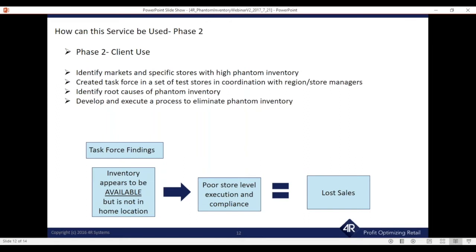What they found when they did this was that the product was in the stores, but not in the home location. They called this poor truck-to-floor compliance. Deliveries were coming in, but not making it out to the sales floor to fill the shelves for replenishment. So what they've done is gone back and developed a process to work with and audit stores to eliminate this. They use our weekly analysis to review phantom inventory in stores and to track and audit these stores in this test phase.